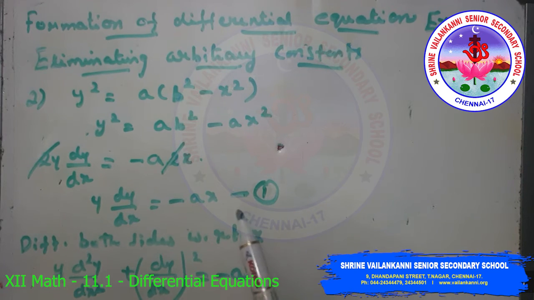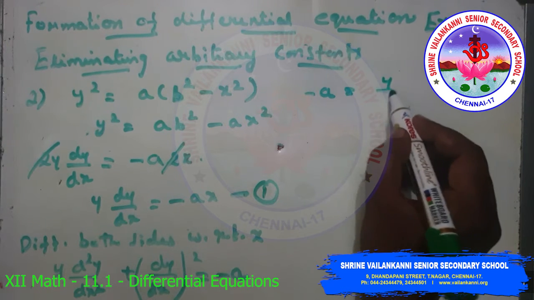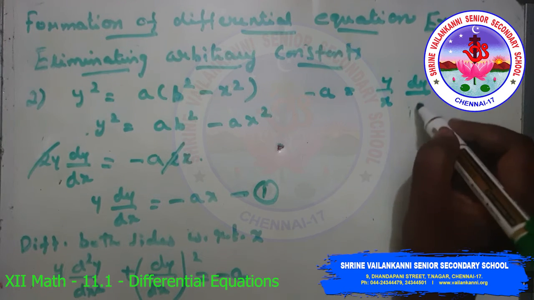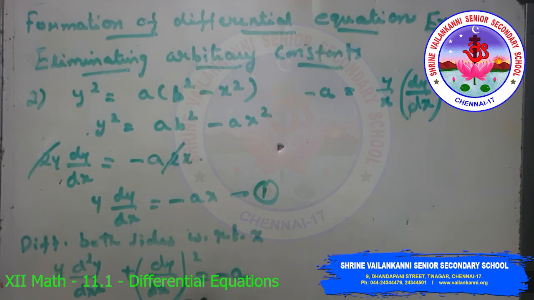So we can take a from this first equation. So y into dy by dx is equal to minus a into x. So minus a is y by x into dy by dx. So substituting this minus a in equation 2.